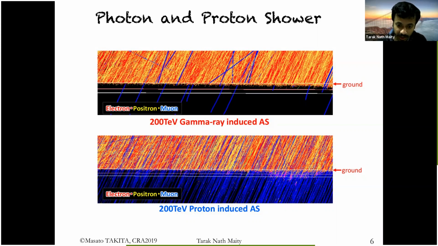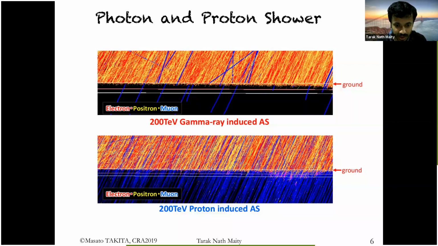Now the other point is that if you just compare these two figures, you would see that there are lots of muons in the proton shower compared to the gamma ray shower. So what Tibet does is they utilize this fact to differentiate between a cosmic ray and gamma ray shower.